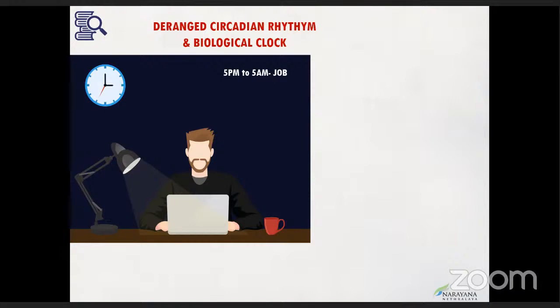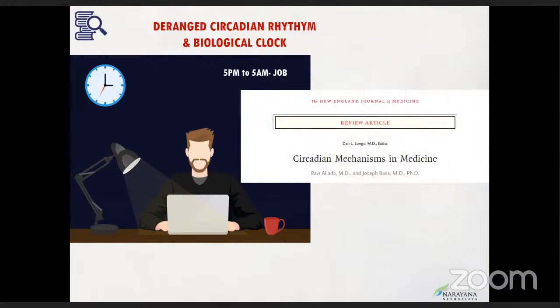Now, keeping all the scientific things in mind, we also thought, why can a deranged circadian rhythm or biological clock have an effect on the vision? So we did a little literature search, and we found that circadian rhythm and biological clock are interrelated. Next slide. And they can cause impairment of vision. So this is a recent article in the New England Journal of Medicine published in February, where they have shown the different effects of disrupted circadian rhythm in the body and also biologically.